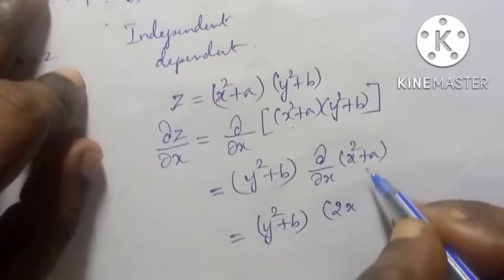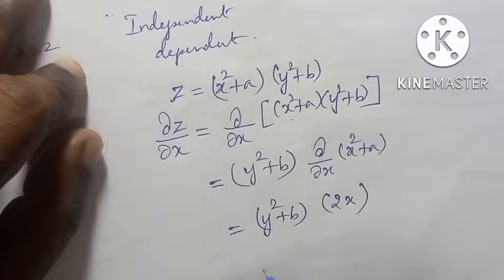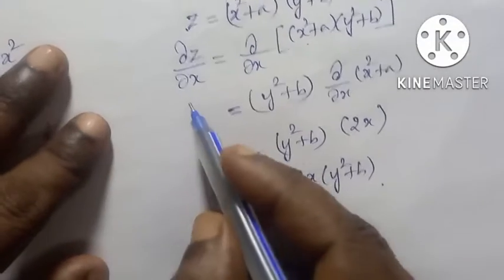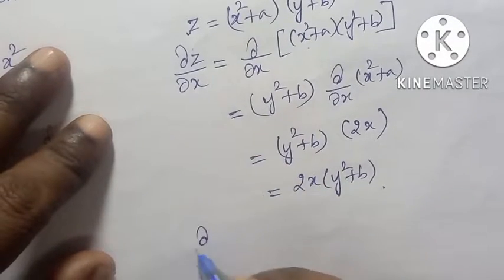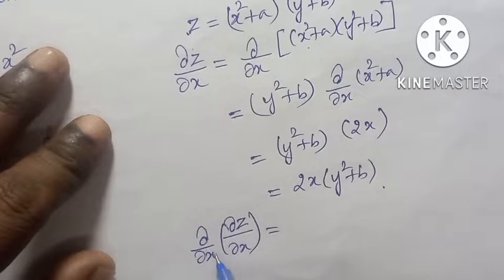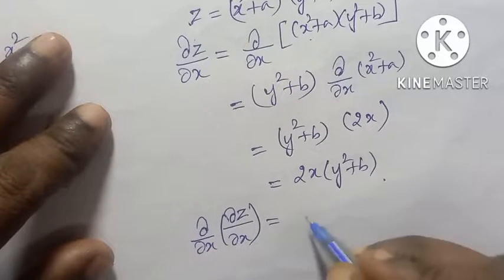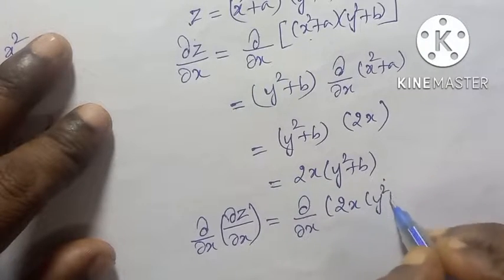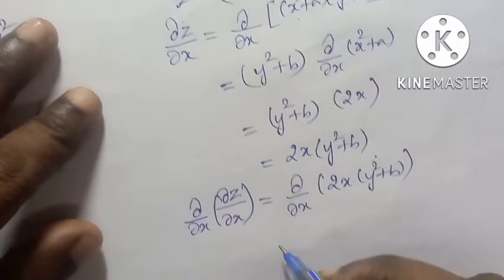Differentiation of x square is 2x. Differentiating a gives 0. Okay. So the answer is 2x into y square plus b. And when you differentiate it again, dou by dou x of dou z by dou x, which is dou square z by dou x square. I have to differentiate again the answer with respect to x partially.